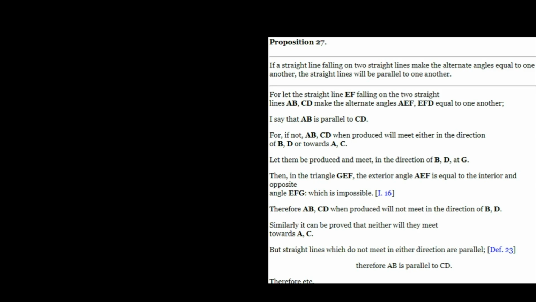In Proposition 27, the claim is that if a straight line following on two straight lines makes the alternate angles equal to one another, the straight lines will be parallel to one another. So let's draw this out.